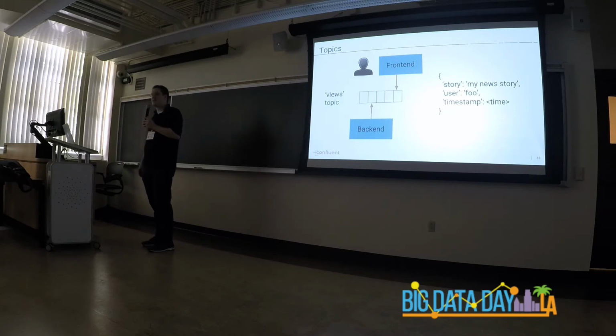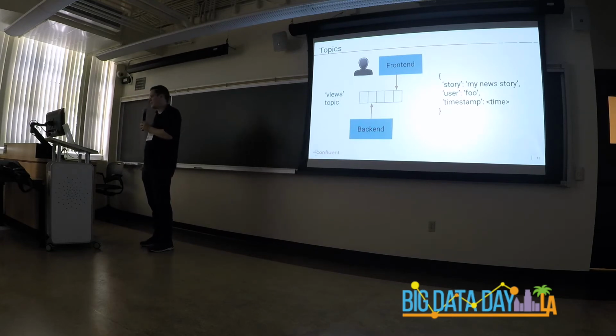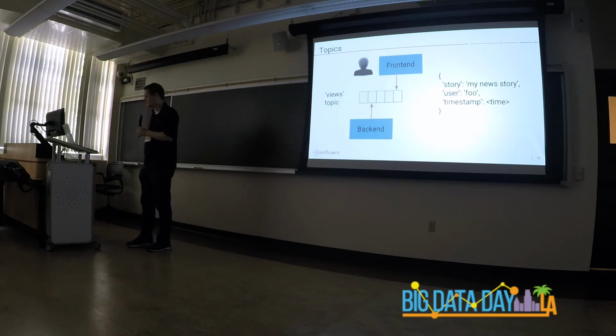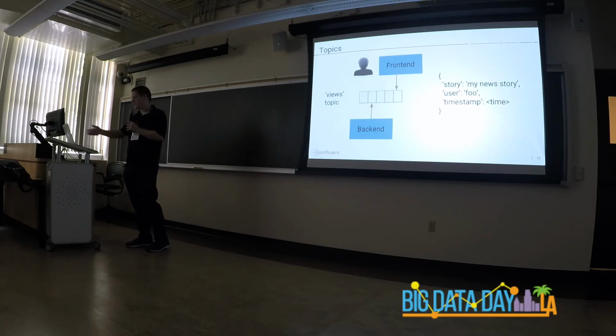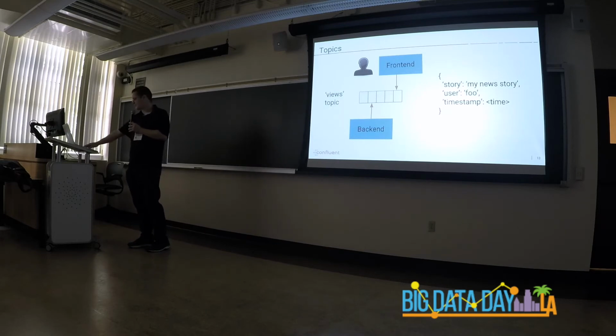So for example, just to tie that back into our newsreader example, what if we had a message which basically said, hey, there's been a view of this news story by this user at this time, and this is the story ID. So that might be one message in the views topic. And then the front end would be producing these messages, and all the back-end processes could be consuming these messages.